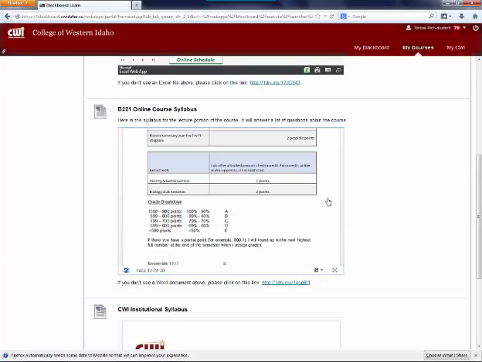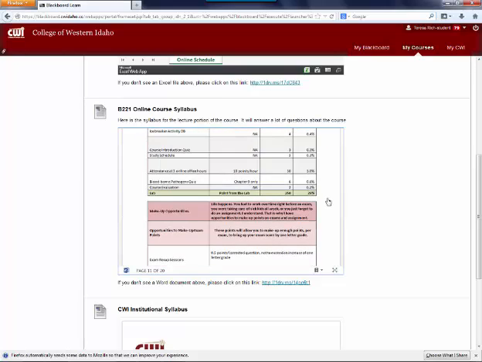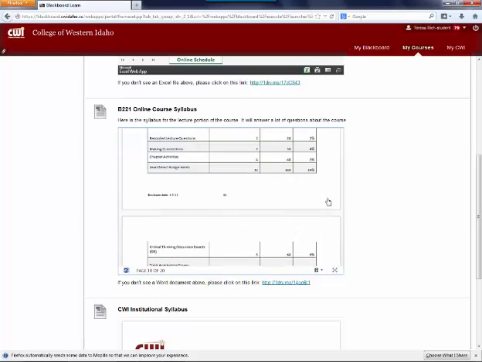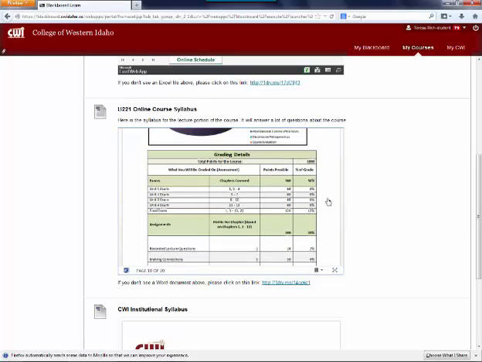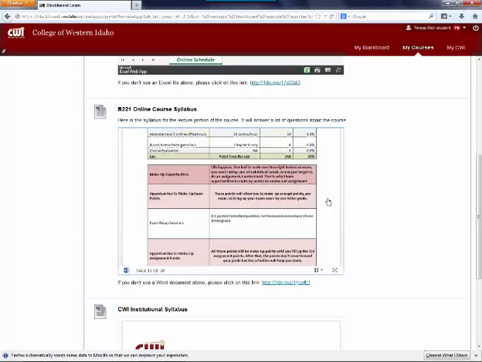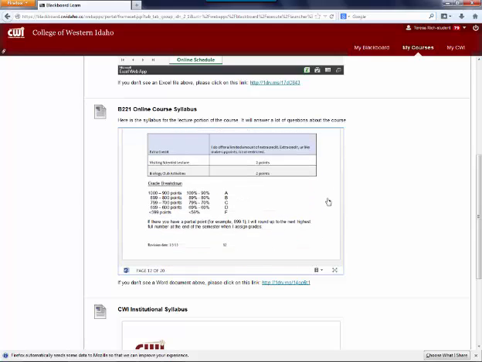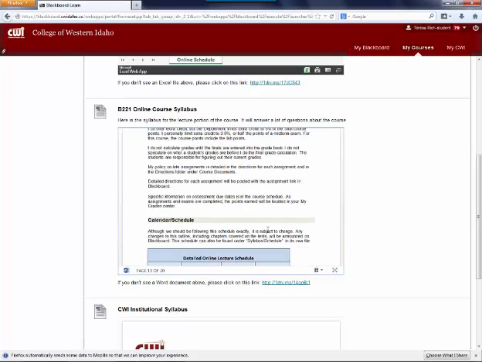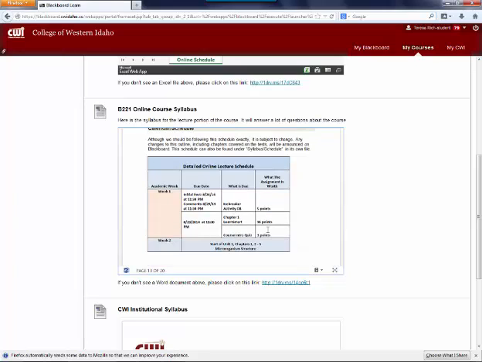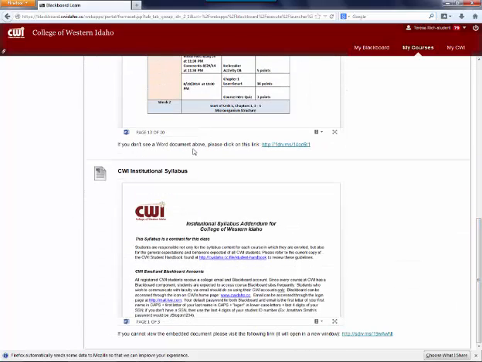So all of these points, that including lab, add up to 1,000. So it makes it very easy for me to figure out A's, B's, C's, etc. because it's base 10. And then I have the calendar again. But personally, like I said, this one's a little easier to get to, but it's nice to have it in more than one place. And then once again, there is the institutional syllabus.